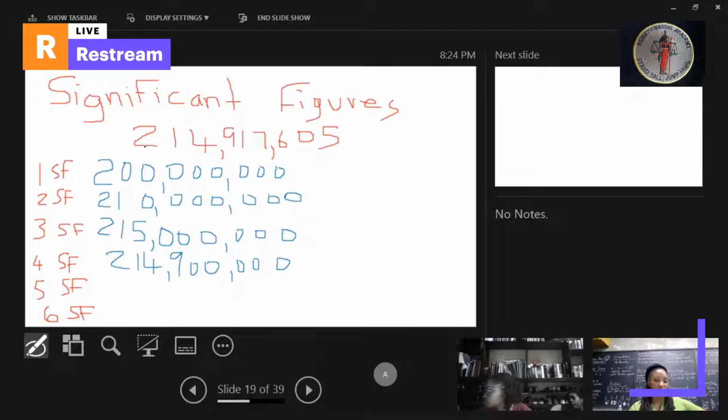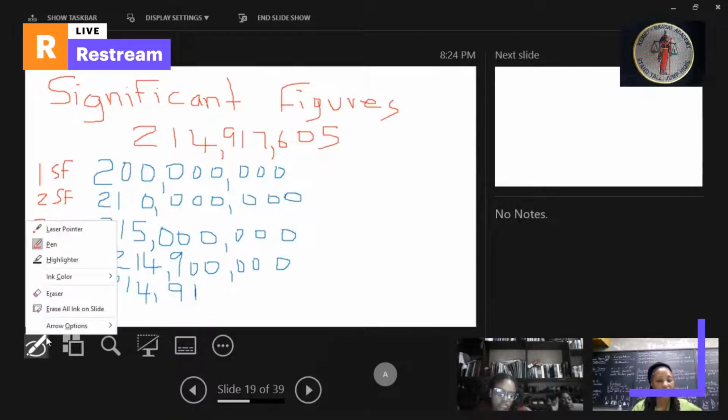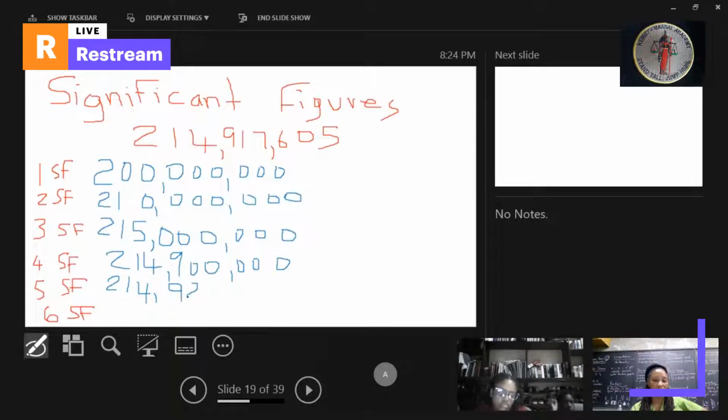Five significant figures. That's 1, 2, 3, 4, 5. This is more than 5. We add 1 to this. So that's 2, 1, 4, 9, 1, 1, 2, 3, 4, 5. Oh, 9, 2. So this should be a 2. We add 1 to the 1, we get 2. 9, 2, 0. You notice it's getting more and more accurate. The more significant figures we're rounding to, the closer it gets to the original, compared to how vague the earlier ones were.